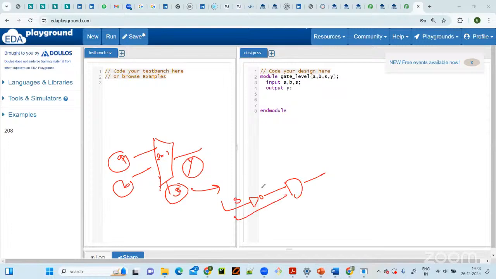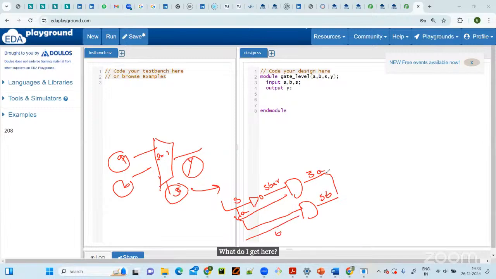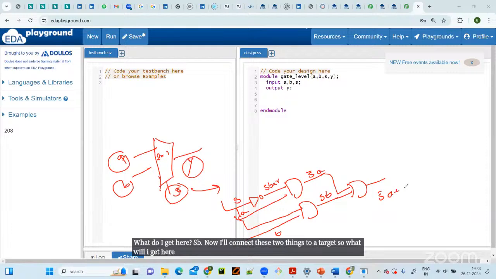So this is S, and this is S bar. This is A. So what do I get here? I'll get S bar A. And then what do I get here? SB. Now I'll connect these two things to an OR gate. So what will I get here? S bar A plus SB.